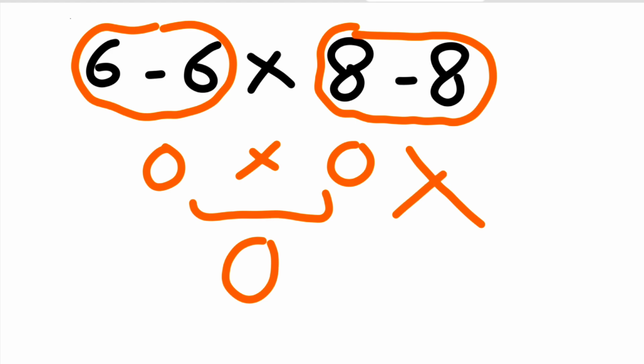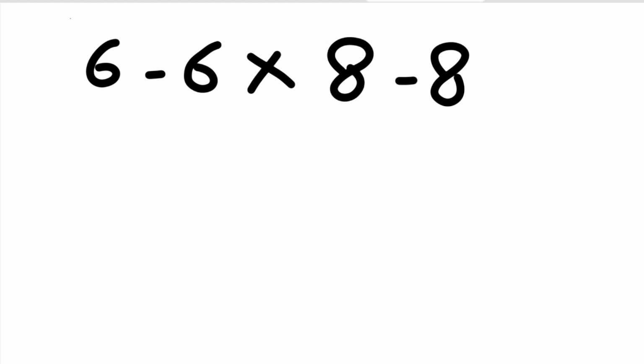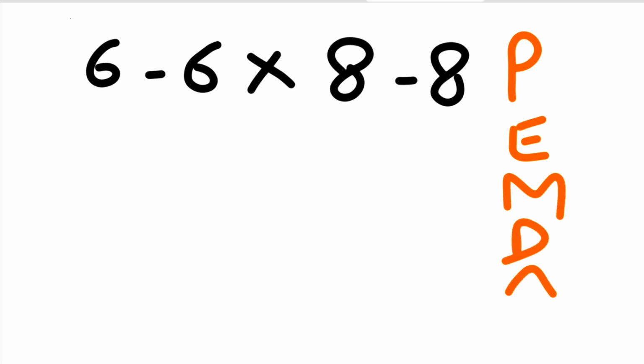So it is wrong. I have to remove this solution and solve the question according to this rule: parenthesis, exponent, multiplication, division, addition and subtraction, the PEMDAS rule. So according to this rule, we have parenthesis. No, we don't have parenthesis, so it is omitted. Exponent is also missing.